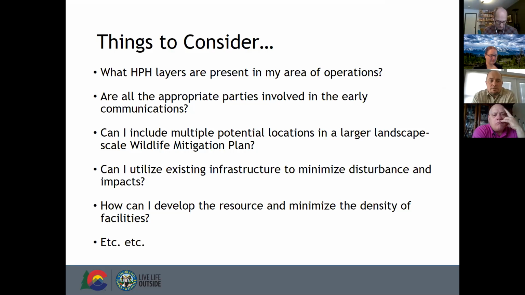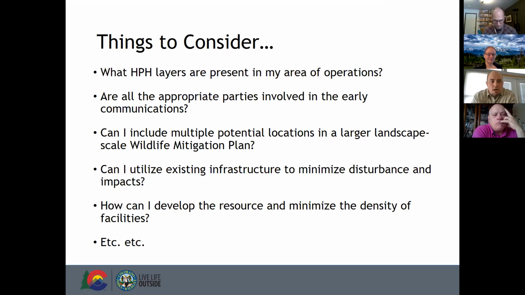And first off, as we went through last week, I think it's important, from a wildlife standpoint, to check those HPH layers that are present in your area. That sets the mindset and helps wrap your head around what some of those future discussions might be. If the primary HPH is mule deer severe winter range, obviously we're probably going to be bringing up things like timing of the operations and maybe some actions to enhance some of that winter range habitat. So I think that's an important first step.